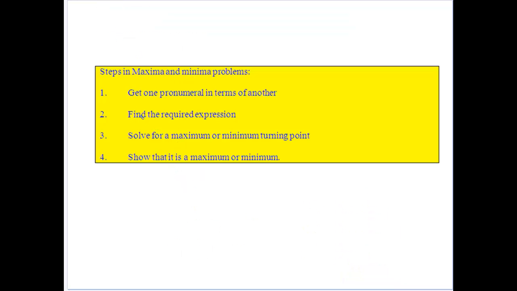So what steps are we looking at in doing these problems? First, get one pronumeral in terms of the other. This always needs to be done because we've usually got two pronumerals in the function, so we need to get that expression in terms of one variable so we can solve for a maximum or minimum turning point, because you can't differentiate an expression when you've got two different variables in there. Be wary of that. Then solve for that maximum or minimum, and show that it is the maximum or minimum once you've found the actual values, because you need to prove it, using either the first derivative or second derivative.